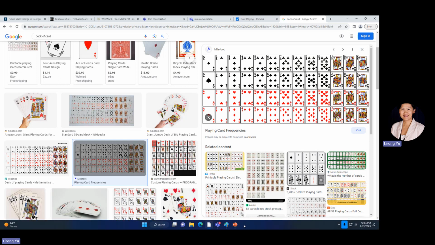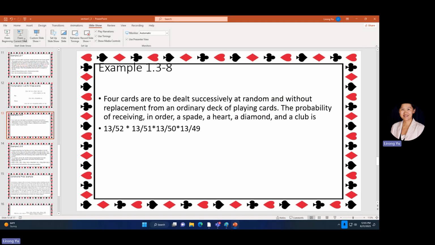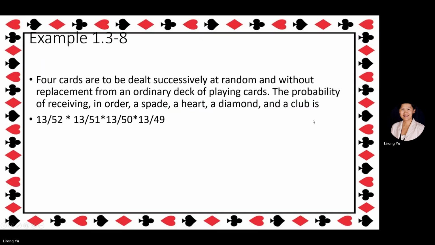So if we want to calculate the probability of a spade, a heart, a diamond, and a club, how many spades do we have? We have 13. So to have the first one being a spade is 13 over 52. And now you have one card taken out without replacement, so we don't have 52 cards anymore. The total becomes 51, right? But we want the second one to be a heart. So how many hearts do we have in those 51 cards? We have 13. And now we have 50 cards left.